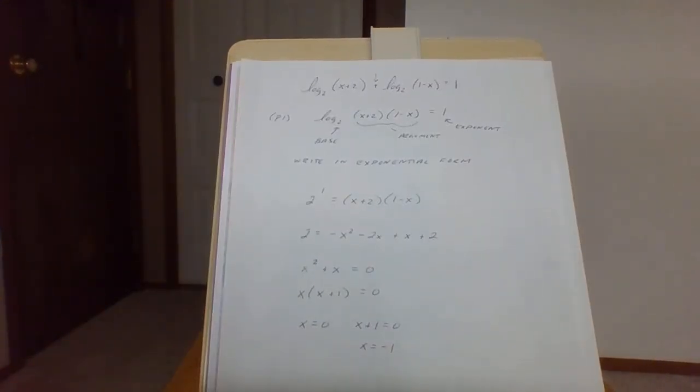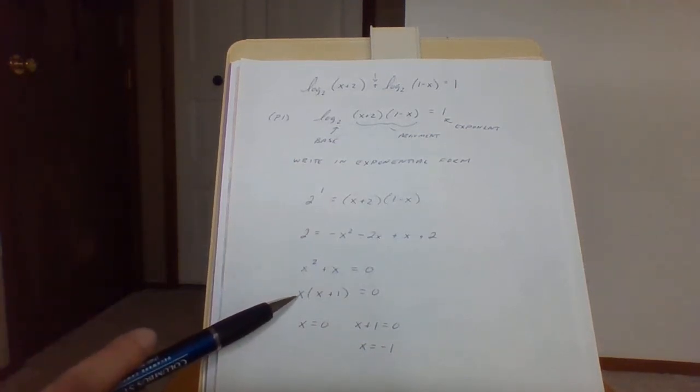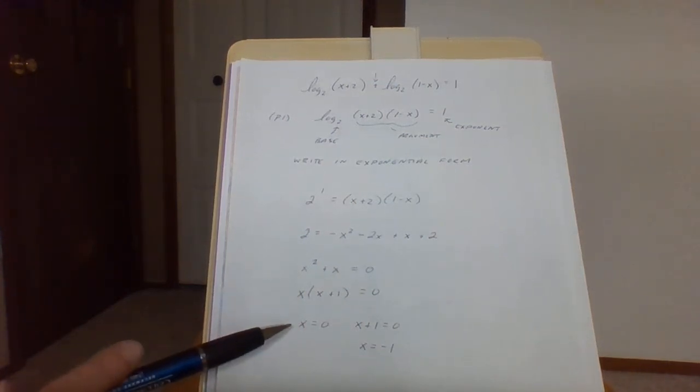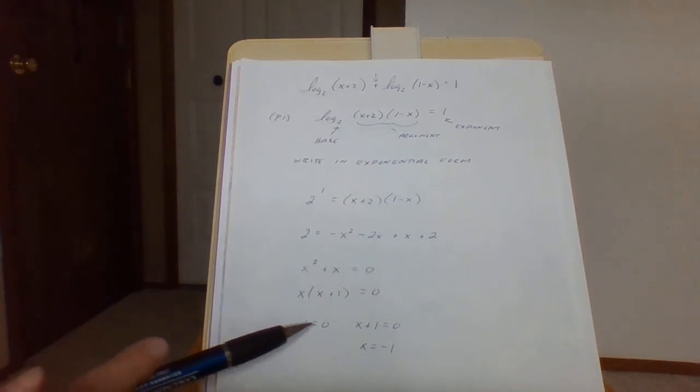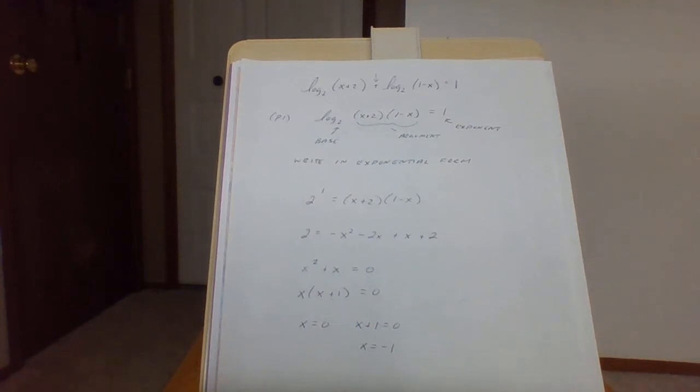If I continue this problem, I factored this into x times x plus 1 equals 0, and then I set each of my factors equal to 0. So two answers here, x equals 0 and x equals negative 1. Now, remember, we're not done at this stage. We want to go back and check our domain pieces to make sure that both of those numbers work, or to check to see if we have to discard one of those values.